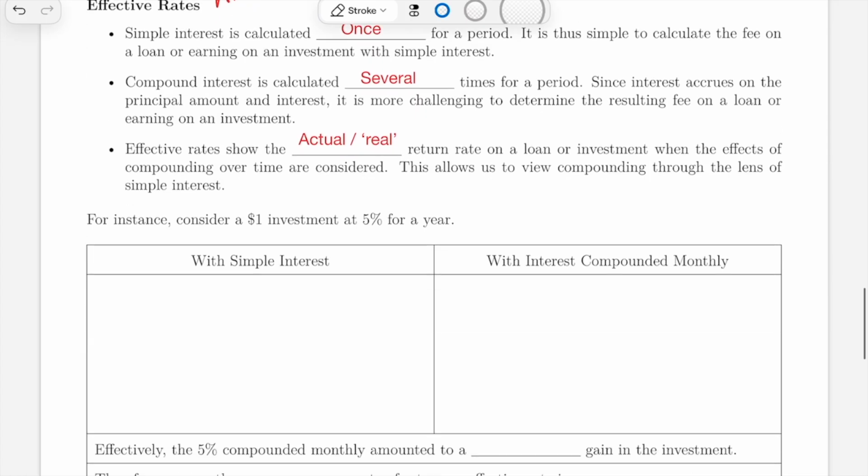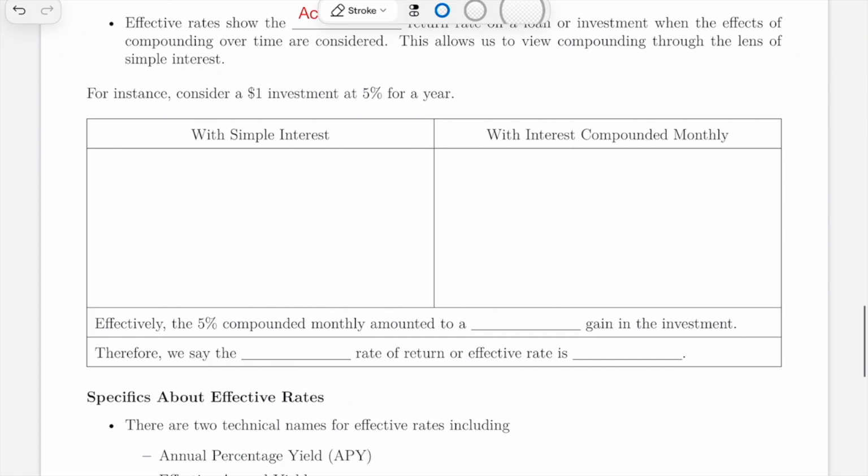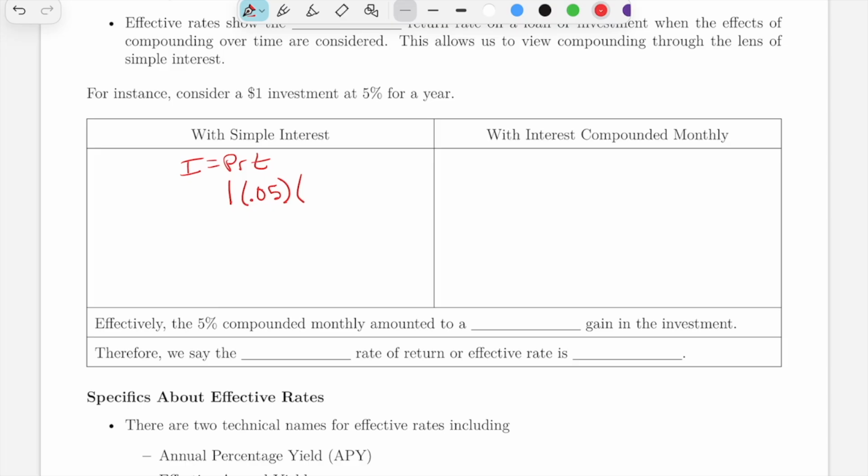So, for instance, let's consider investing a $1 investment at 5% per year. Well, with simple interest, that's relatively easy to do. I equals PRT. We're going to invest $1 at 5% for 1 year. Our amount of interest then is just 0.05, or in other words, about 5 cents.